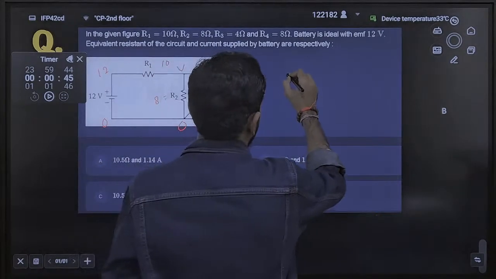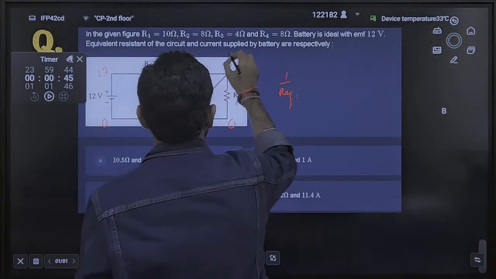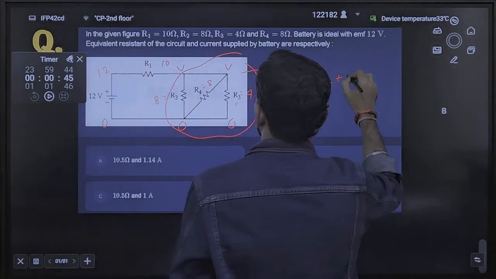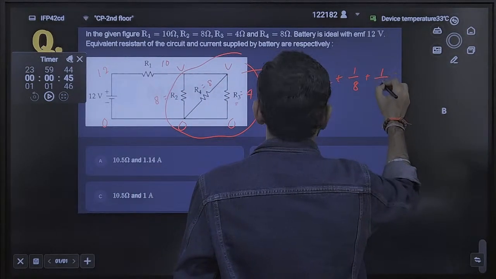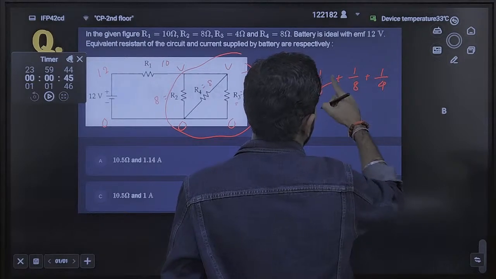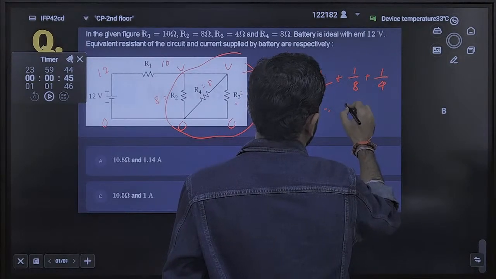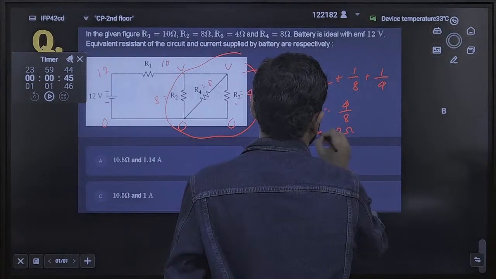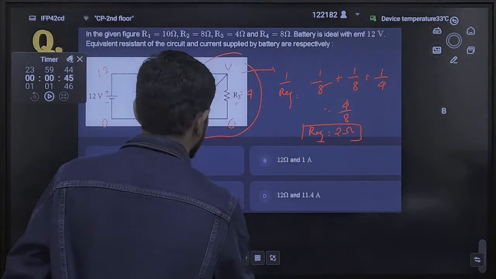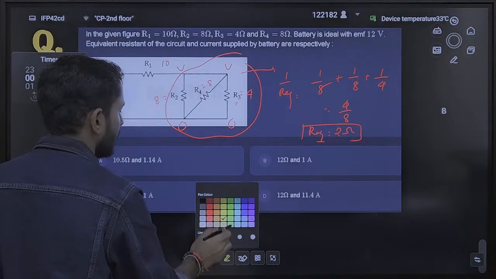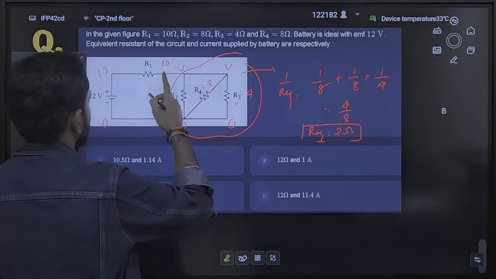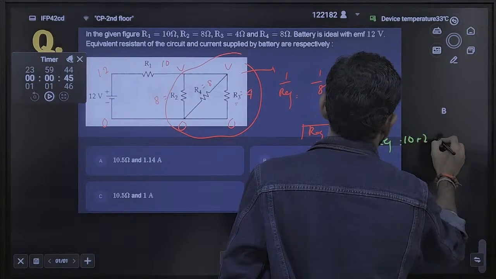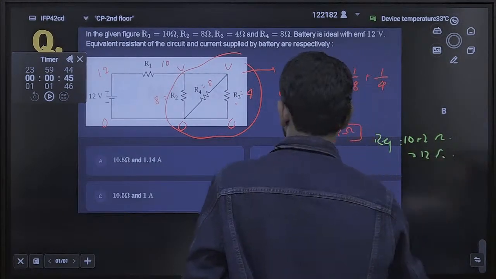If all of these are in parallel, 1 by R equivalent for this portion of the circuit will be 1 by 8 plus 1 by 8 plus 1 by 4. That is 1 plus 1 plus 2, that means 4 by 8. That means R equivalent is 2. This is not the final R because there is one more resistance connected, which comes in series. That means final R will be 10 plus 2 ohm, that is 12 ohm.